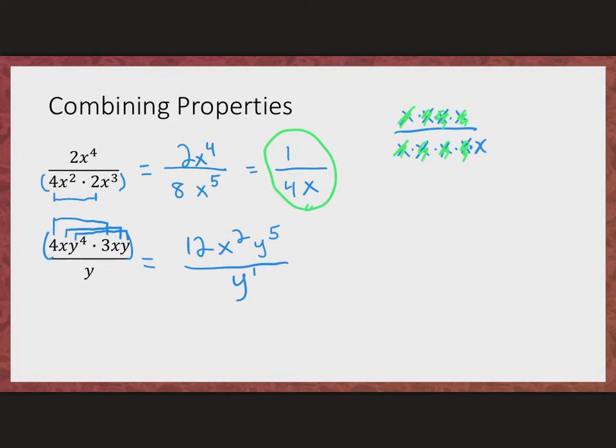Now we can use the quotient of powers and simplify. We have y's on the top and y's on the bottom. Now the y on the bottom doesn't go into the 12 on the top, and it doesn't help simplify with the x squared, but there's 5 y's on top and 1 y on the bottom. This bottom y will cancel out one of the top y's, or 5 minus 1 is 4. So our solution will be 12 x squared y to the fourth.